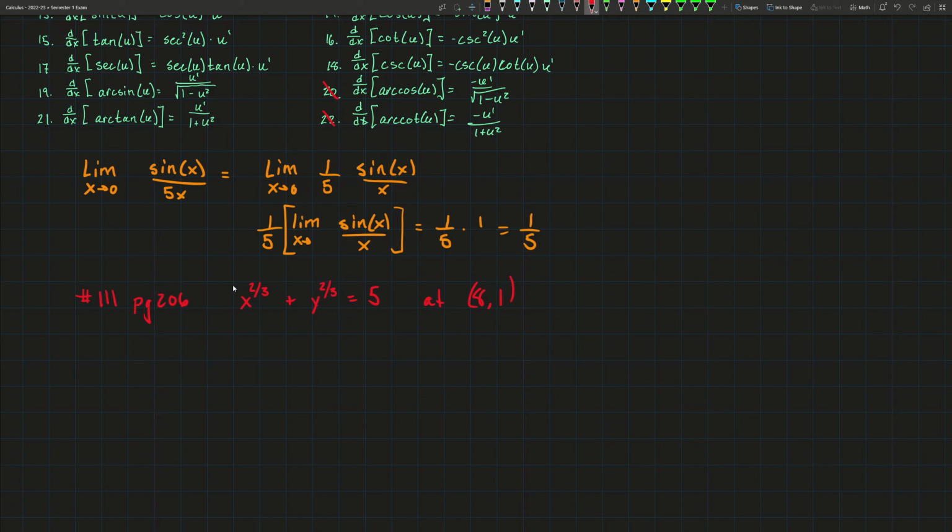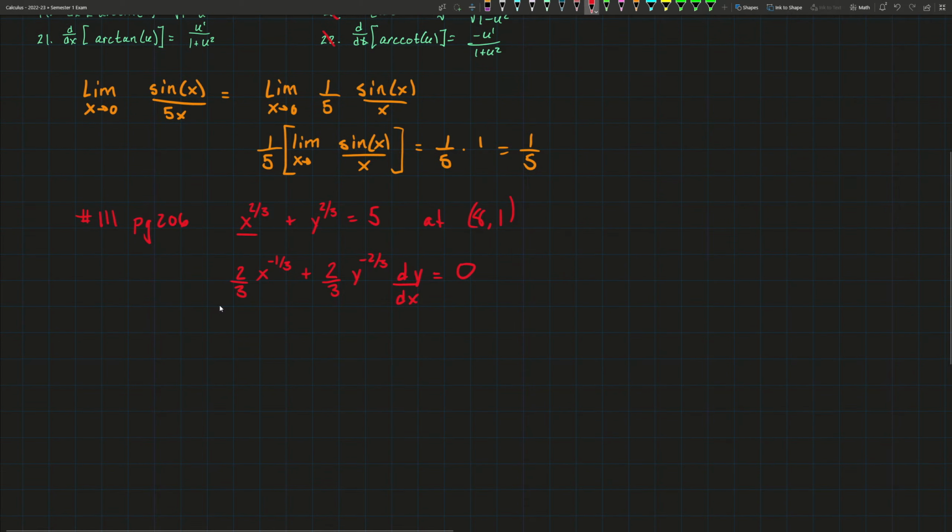So we differentiate it all. We take the derivative of both sides. The derivative of x to the 2/3 is going to be 2/3 x to the negative 1/3. The derivative of y to the 2/3 is 2/3 y to the negative 1/3 times dy dx. The derivative of 5 is 0. And that's our derivative. Okay, we need to find the equation of the line at 8, 1, so we need to find the slope of the line tangent to that graph at 8, 1. So we plug in 8, we plug in 1.